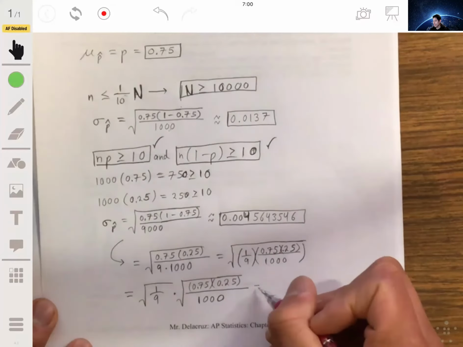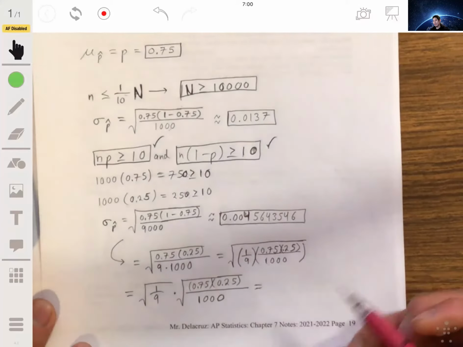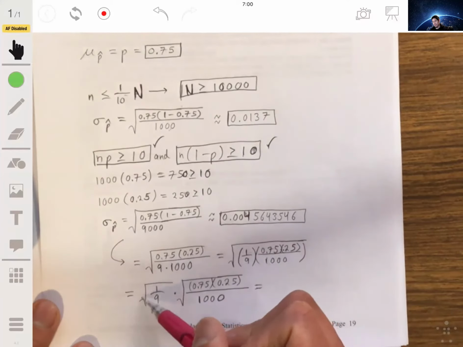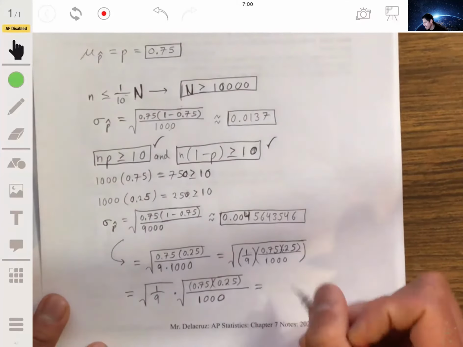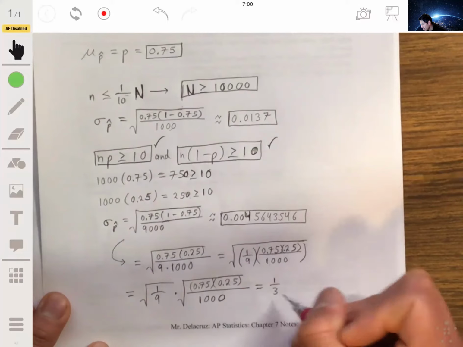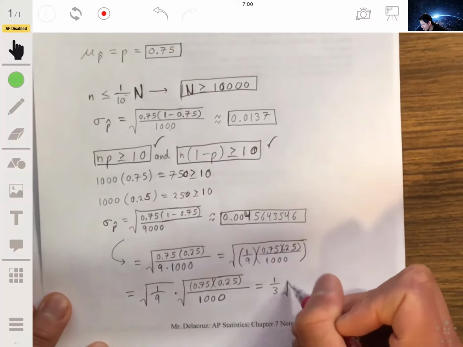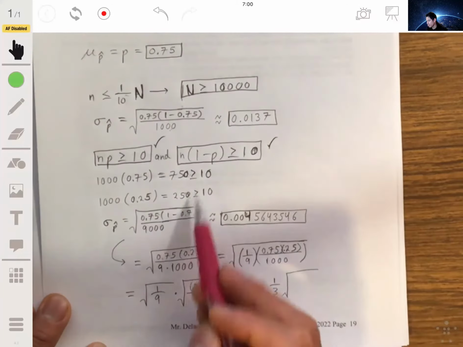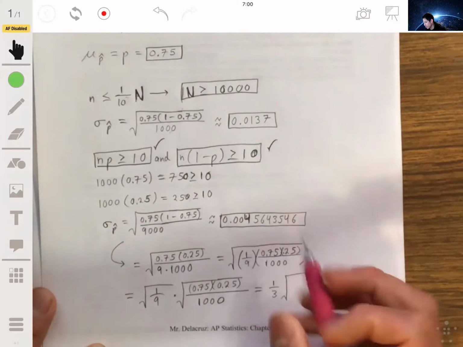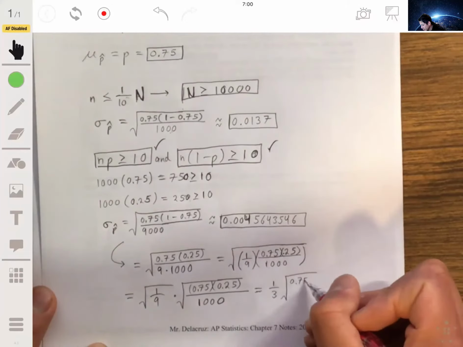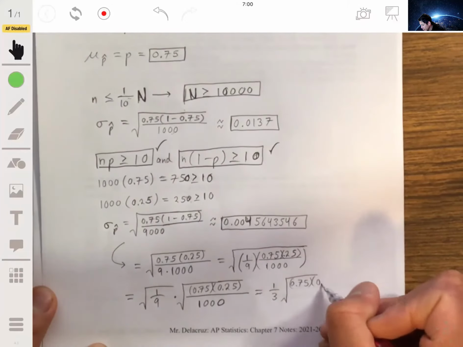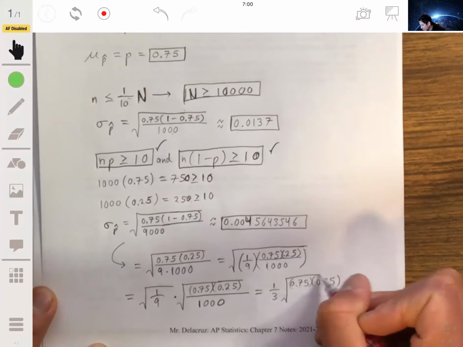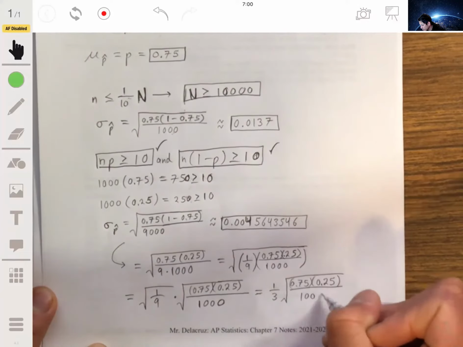Now, what's the point of this? What am I getting at? Well, the square root of 1/9 is just 1/3. So we can write it as 1/3 times what we had originally, 1/3 times the square root of 0.75 times 0.25 on the inside over 1,000.